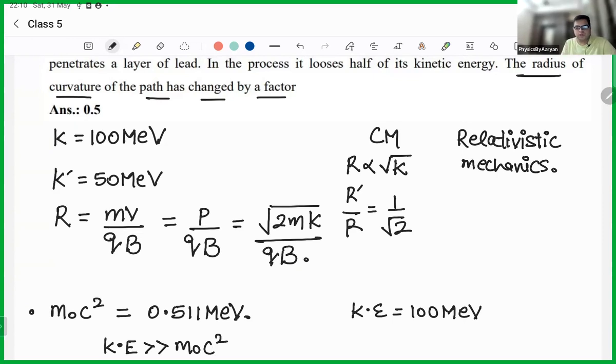1 by root 2. But here you see the answer is 0.5. It's not 1 by root 2. So what is changing in this equation? There is something else which has also changed.